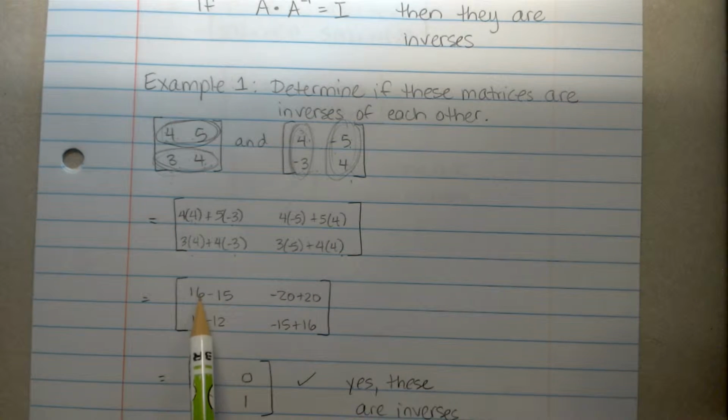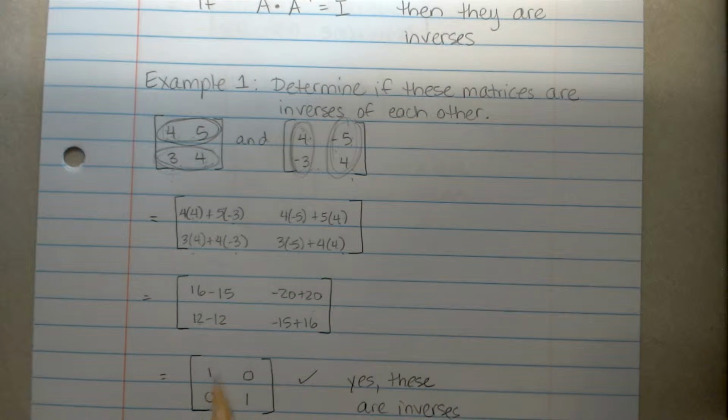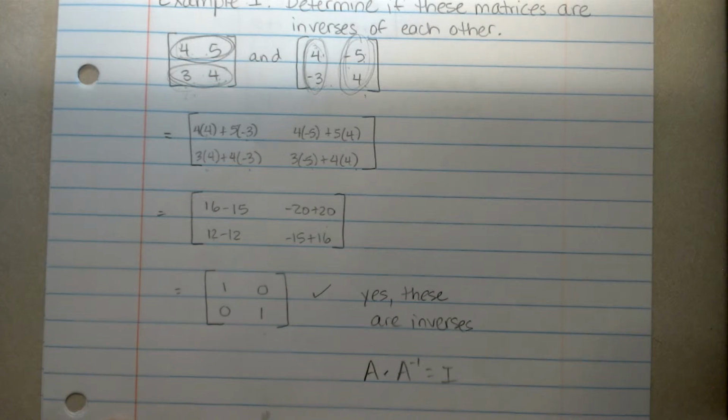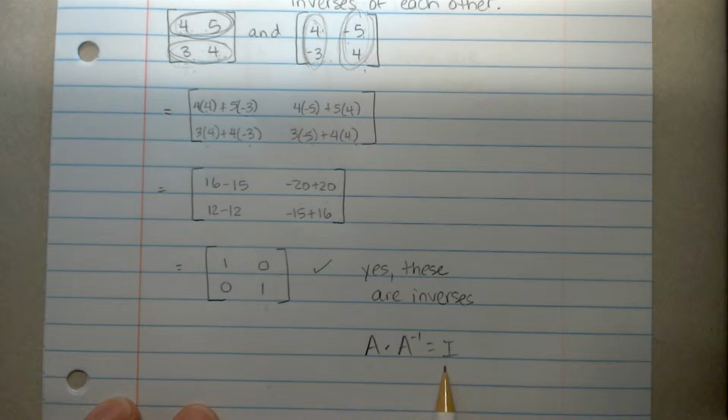So I get 16, negative 15, negative 20, positive 20, 12 and negative 12, negative 15 and 16. When I simplify this, I get this matrix. I multiplied the two matrices and I got this. This is the identity matrix, so therefore the two matrices that I multiplied must be inverses of each other.